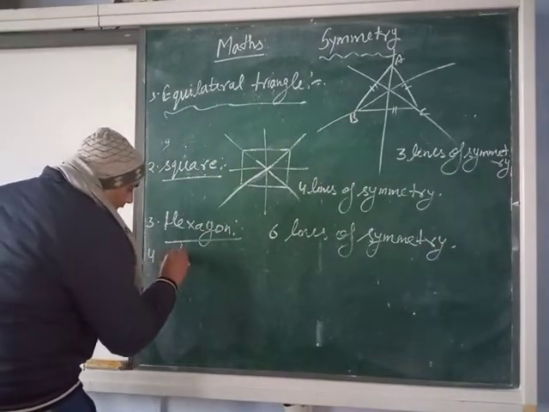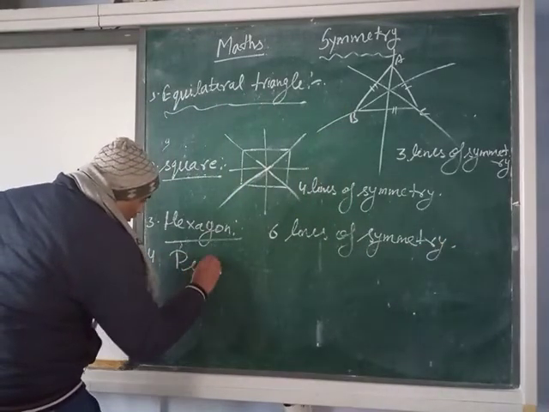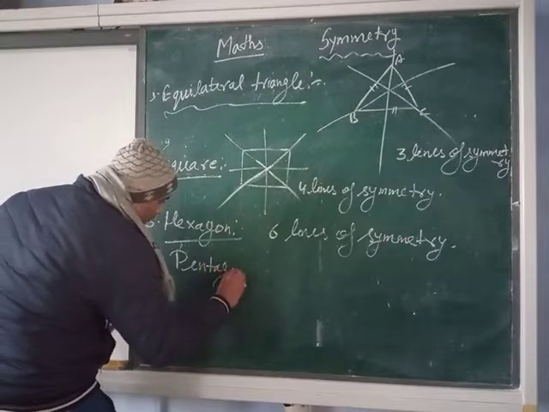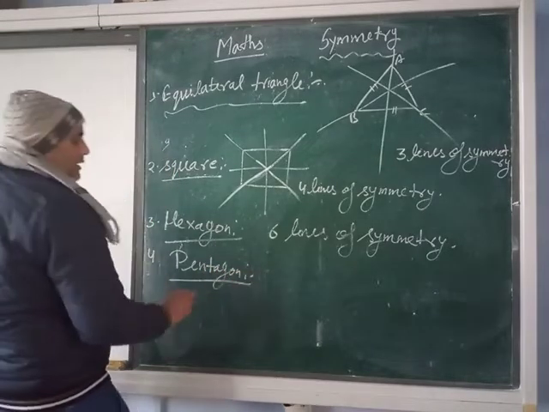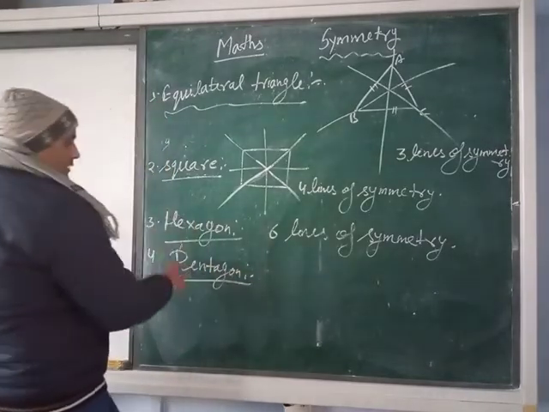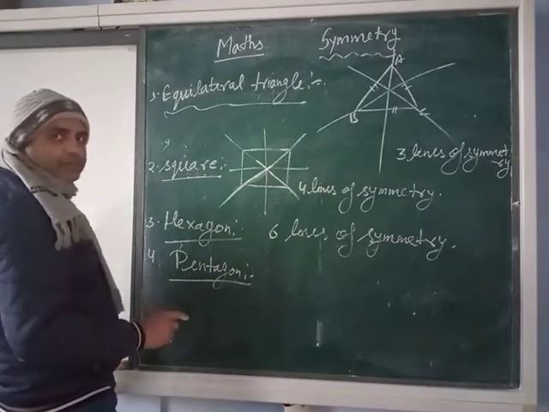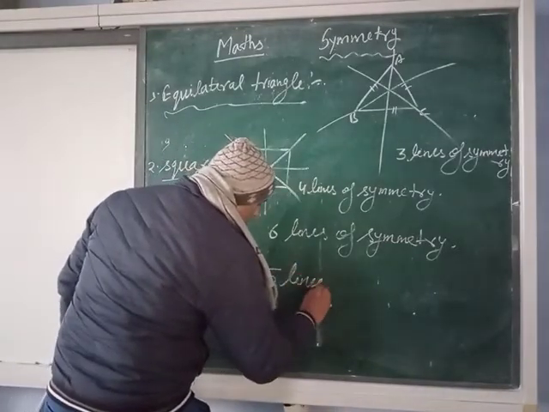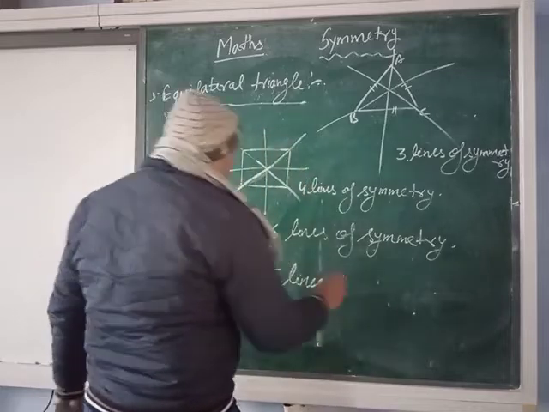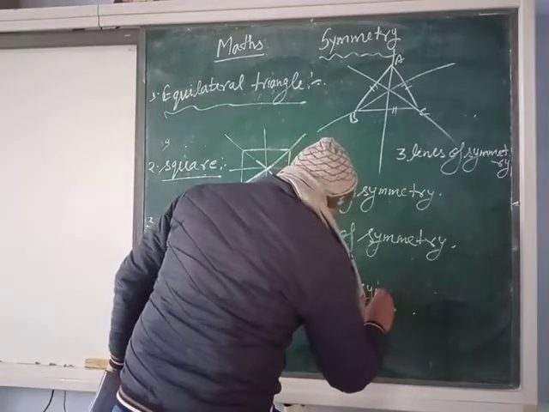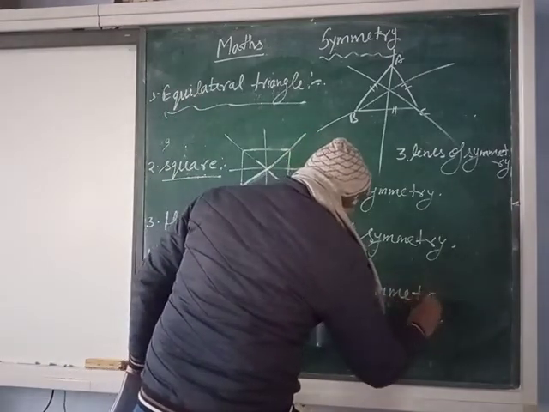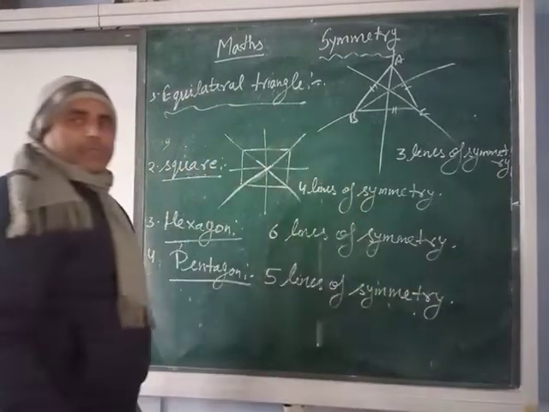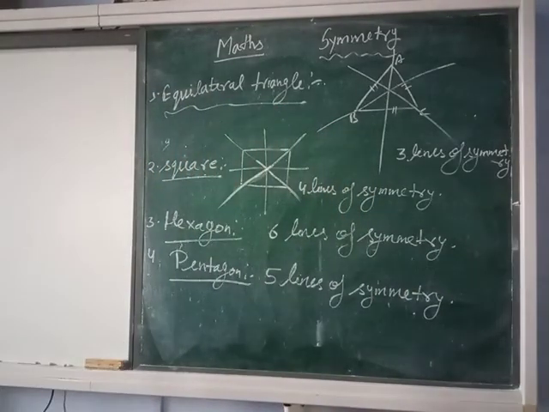If there is a pentagon, then how many lines of symmetry does a pentagon have? A pentagon has 5 sides, a hexagon has 6 sides. So it has 5 lines of symmetry. Draw and write this one also.